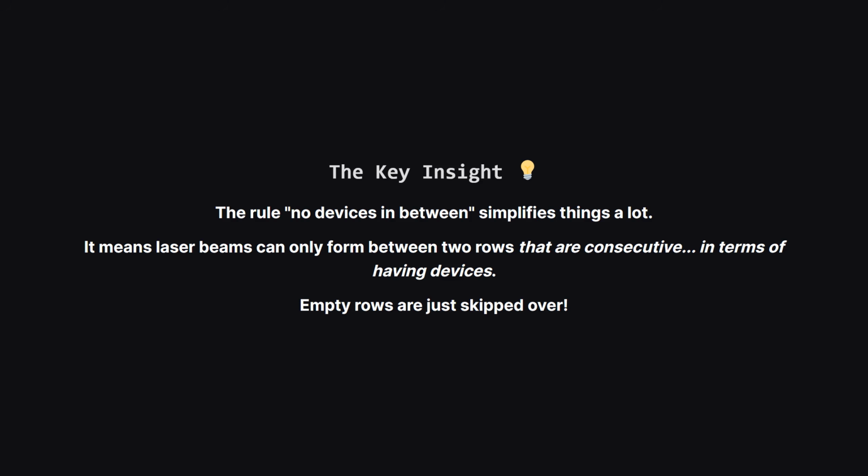It tells us that we don't need to worry about connecting a device on row 1 to a device on row 5 if, say, row 3 also has a device. The connection would be blocked. This means we only need to consider connections between a row with devices and the very next row that also has devices, skipping any empty ones in the middle.